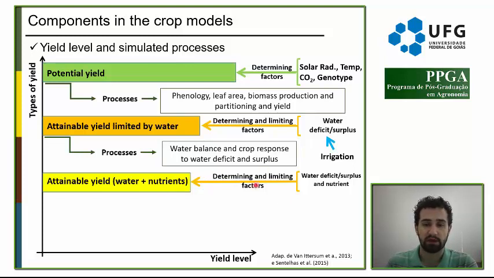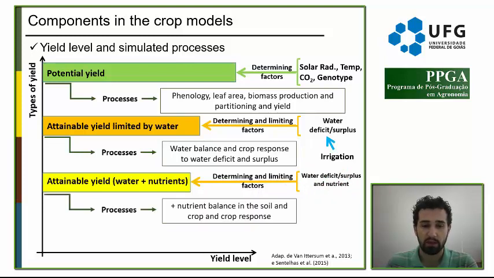We also have the determined limiting factor affecting the yield, and we include here the effect of the nutrient for the crop. In this process, in addition to water balance, we also simulate nutrient balance in the soil and in the crop, and how the crop will respond to this nutrient balance. So see that you have these different levels with different processes being simulated. I start with phenology, leaf area, biomass production, partitioning and yield.